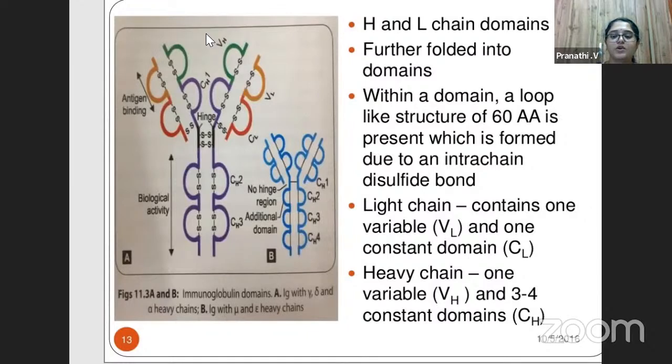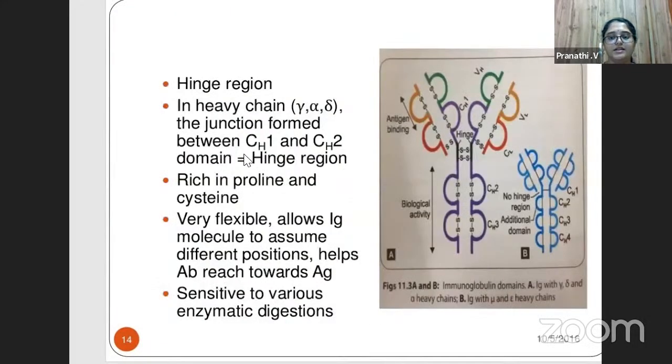So this is how it is going to be a loop-like structure, with 60 amino acids present. You have an intra-chain disulfide bond present. The light chain has around one variable light region and one constant domain, that is your CL. The heavy chain has one variable heavy region, that is your VH, and, depending on the class, 3 to 4 constant domains.